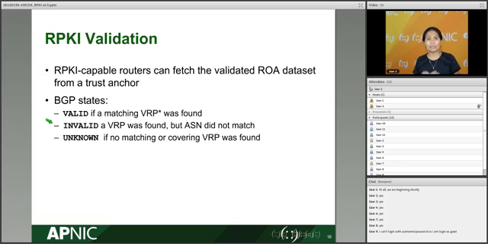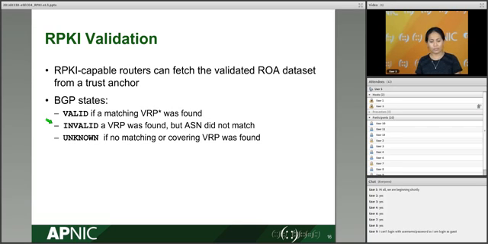Now, the other one is invalid. Let's say you checked for the block 2406:640::/32. I checked the RP cache, and there is a VRP for this IP address block. However, what is in the RP cache is different from the originating AS number that you have in your routing table. So the AS number did not match. If that's the case, the state will be invalid.